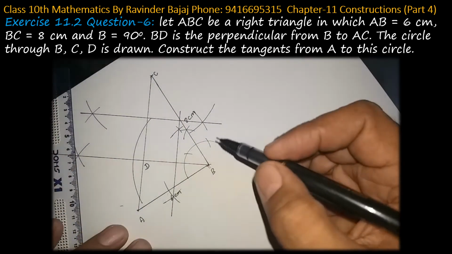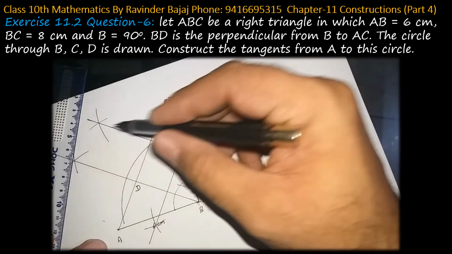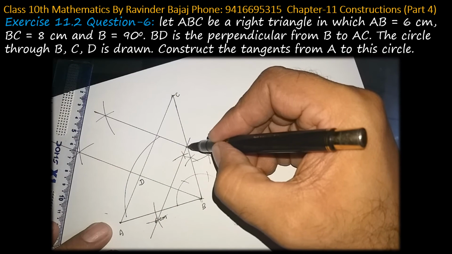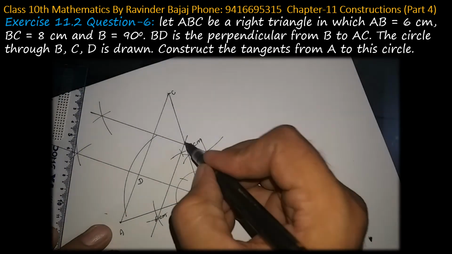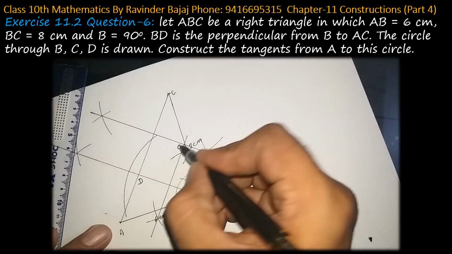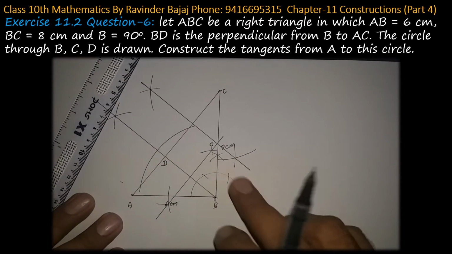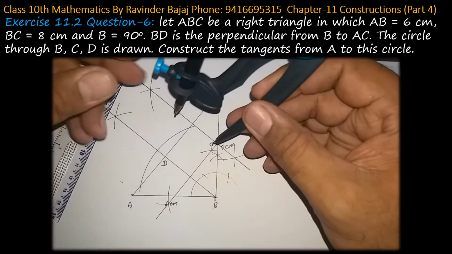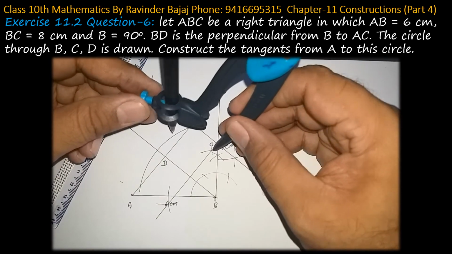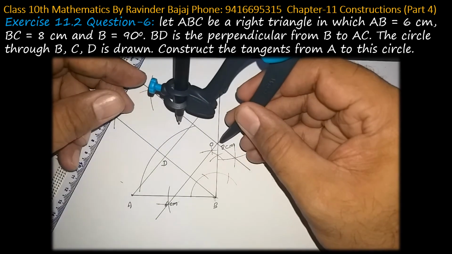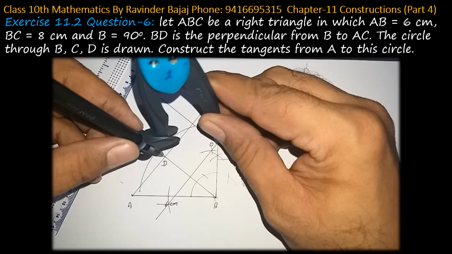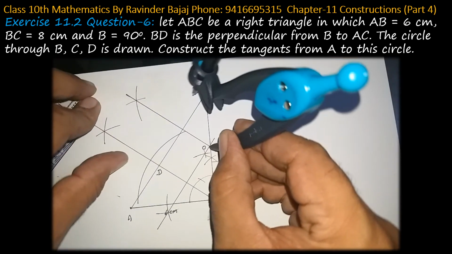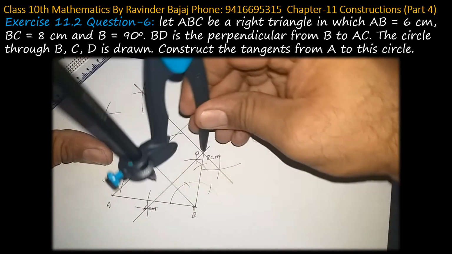Where these two perpendicular bisectors are going to meet, I'll say this is point O. This is the center of the circle. So draw a circle, open your compass equal to OD or OB. This must be equal. Let's see. Yes, it is equal and this should be equal here also.